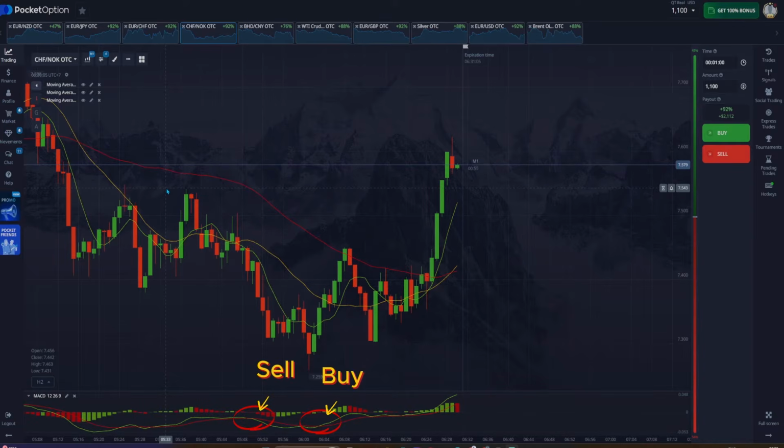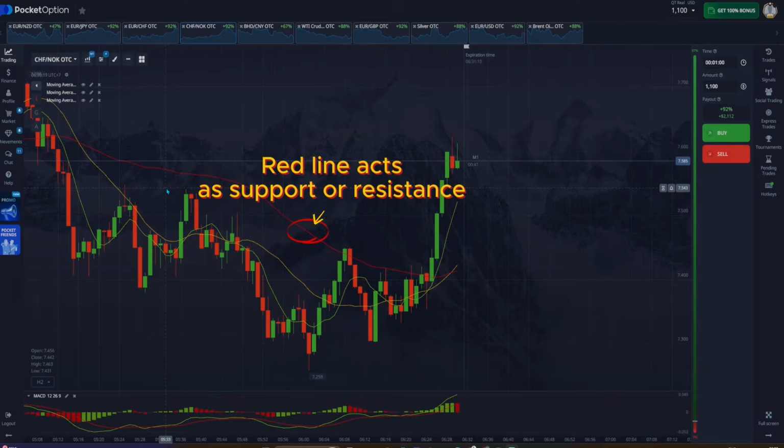As for MACD, we analyze it separately as well. When the main line crosses above the signal line, that's a buy signal. When it crosses downward, that's a sell signal. Additionally, a green histogram shows bullish momentum, while a red histogram shows bearish momentum. And don't forget the red line, which is the MA60. This line acts as dynamic support and resistance, often serving as a key area where price bounces or gets rejected.